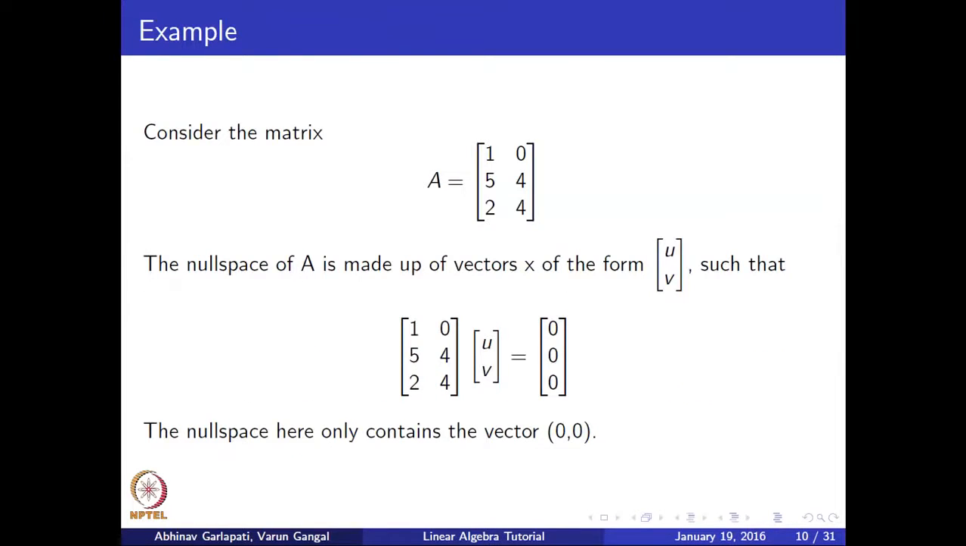Let us consider an example to illustrate the concept of a null space. Consider the matrix A given here. A is a 3 cross 2 matrix. Hence, the null space of A will be made up of vectors of dimension 2 or 2 cross 1. Now we see that on solving, we get u equals 0, v equals 0. This means that the null space only contains the 0 vector, the two-dimensional 0 vector (0, 0).